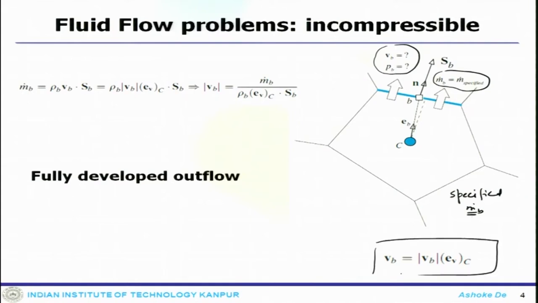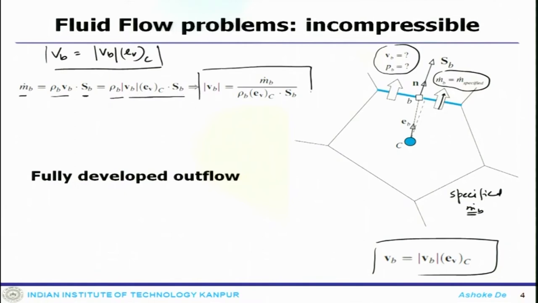V B equals V B e V C. So, the normal component of the velocity is known. As soon as at this face I specify the mass flow rate, one can calculate the normal component of the velocity. Now, V B can be obtained from m dot B equals rho V, V B dot S B, which is rho V magnitude of V B S B. So, V B you get like this. Even in this case where you have a mass flow rate specified, you can get back your velocity in terms of that mass flow rate.